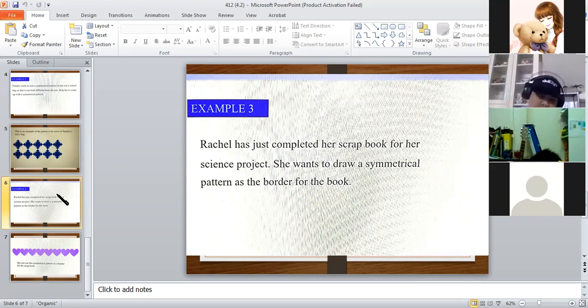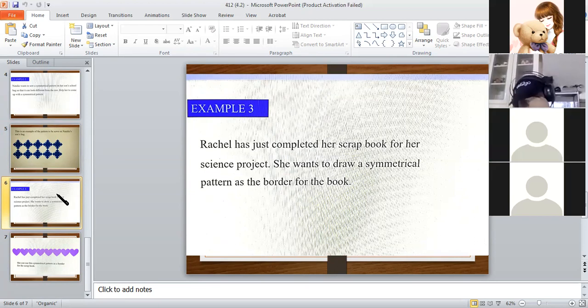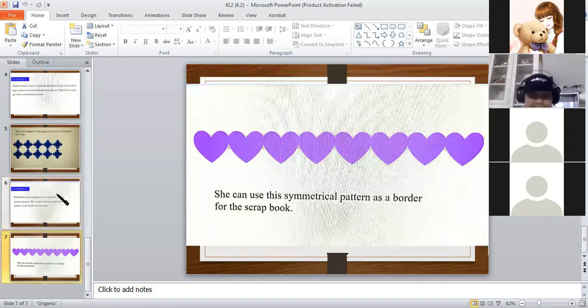Even in the worksheets, you can draw whatever you want. So this is an example. She wants to use the heart shape as a symmetrical pattern for the border of the scrapbook. You know, a scrapbook is like a folio book. Usually students during project time will do the scrapbook with colorful papers and everything.